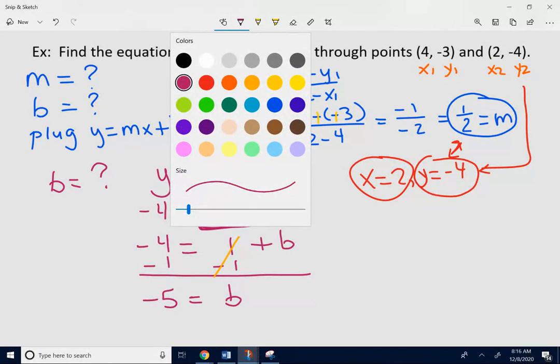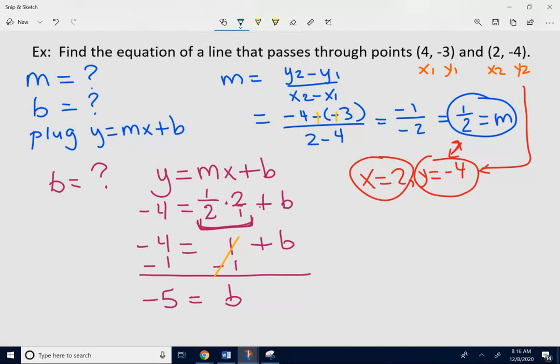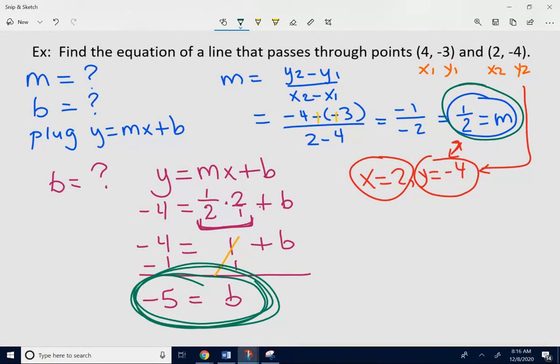And now we're set, guys. We have b is negative 5. At the beginning, we figured out m was 1/2. Now we're going to put both of those into y equals mx plus b. We're going to keep the y and the x. Don't put the 2 and negative 4 back in for y and x. We want to forget that x is 2, y is negative 4 now.